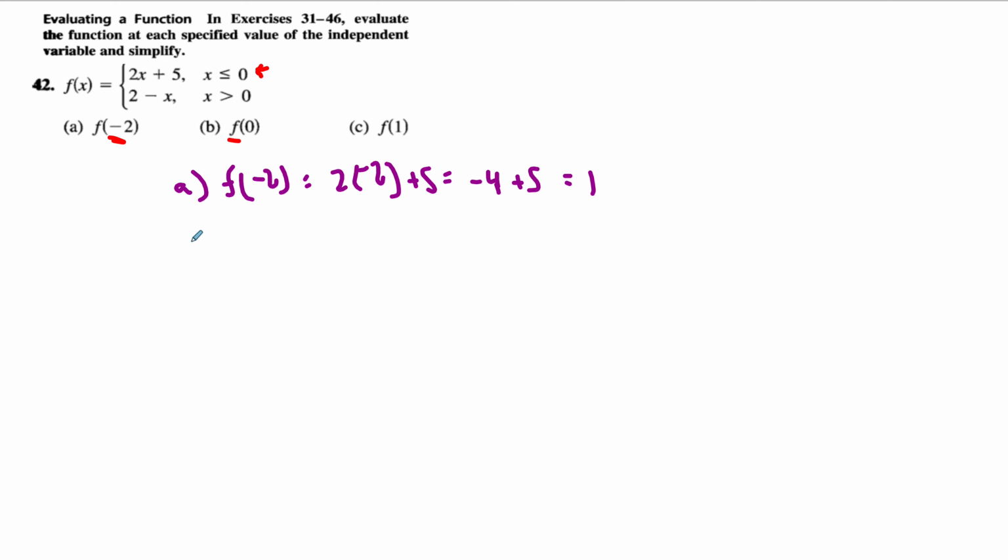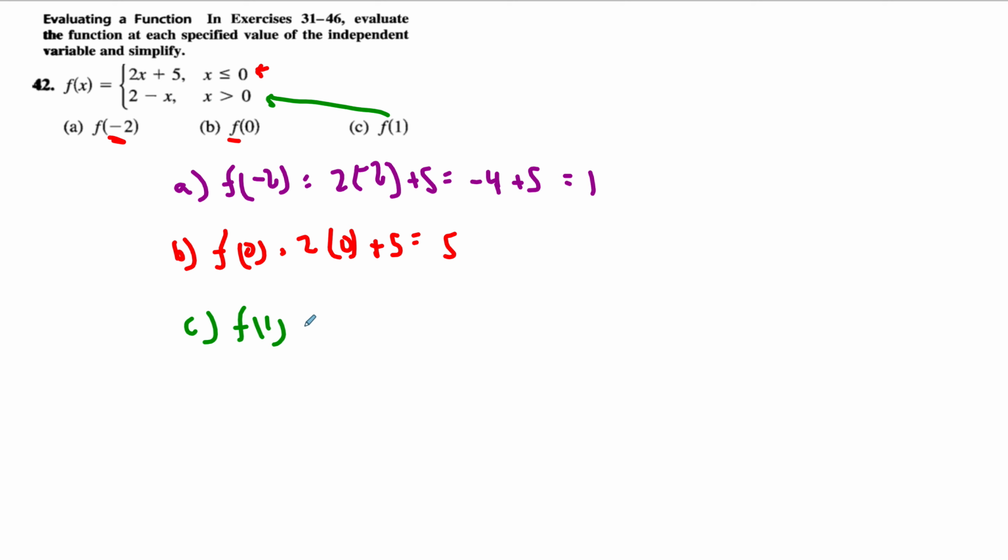Where is f of 0? F of 0. Everyone knows what the or equal means, so that means you're looking at that function again. So it's 2 times 0 plus 5 equals 5, and done. And C, f of 1, which means now we're looking at this area here, if that's greater than 1, right? So that would be 2 minus 1, or, wow, that was almost hard.